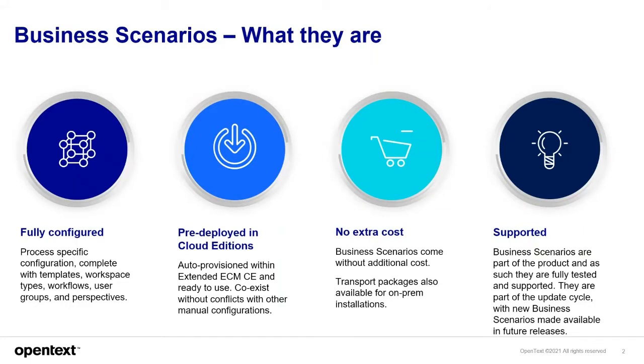With Extended ECM 21.4, we introduce business scenarios. These are turnkey solutions for different lines of businesses. Business scenarios are fully configured with everything you need for your Extended ECM system, like workspace templates, perspectives, search configurations, categories and attributes, workflows, and much more. Business scenarios are already deployed on OpenText Cloud offerings. That means they are available for you to use them immediately.